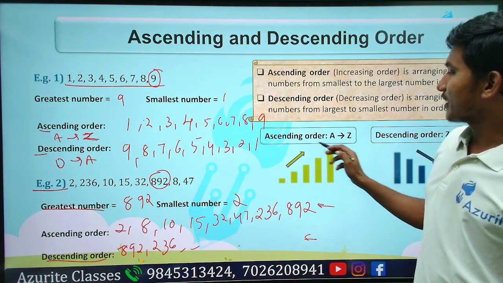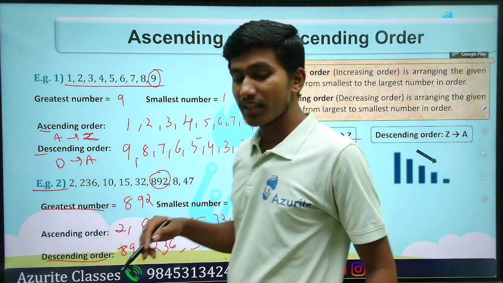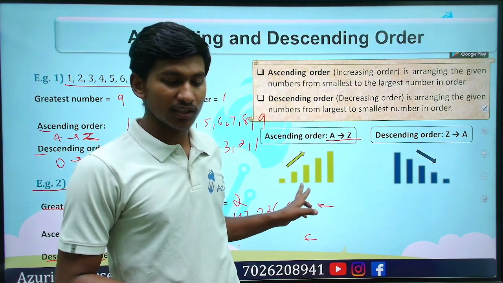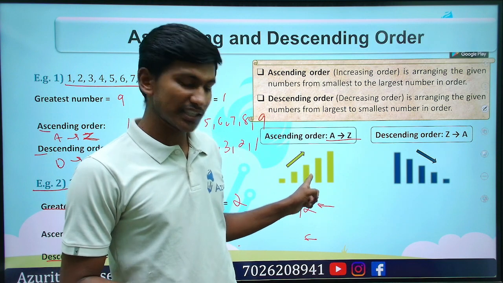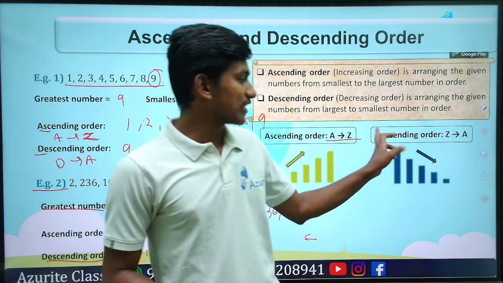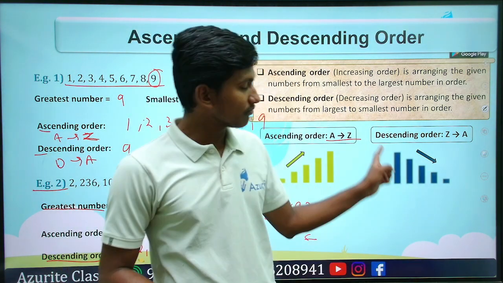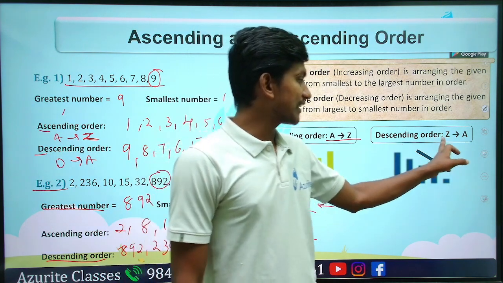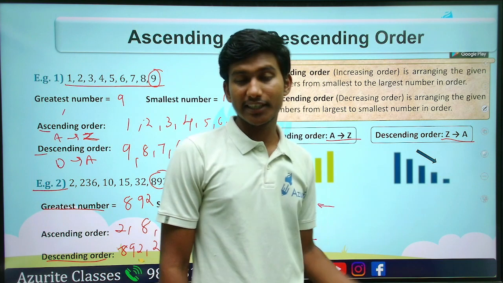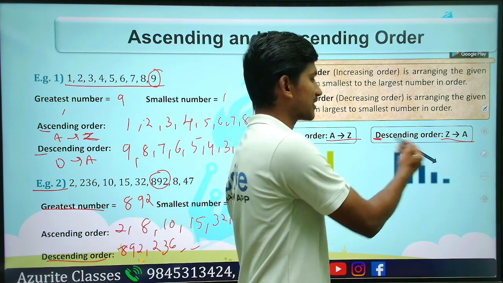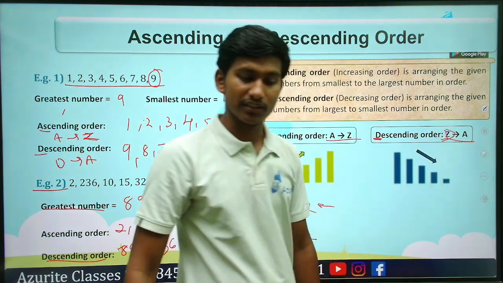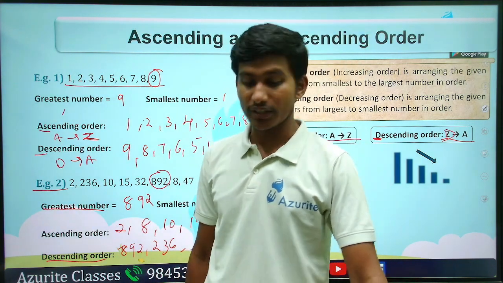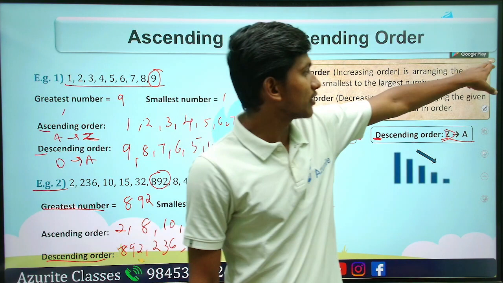Ascending is A to Z. In increasing order, smaller first, then next bigger, then next bigger, then the biggest. Descending is first bigger, then smaller, then smaller and smaller. So descending is Z to A or D to A. Descending, the starting letter is D, so make it D to A. You will be able to remember. Got it? Okay, now should we go to the next question?